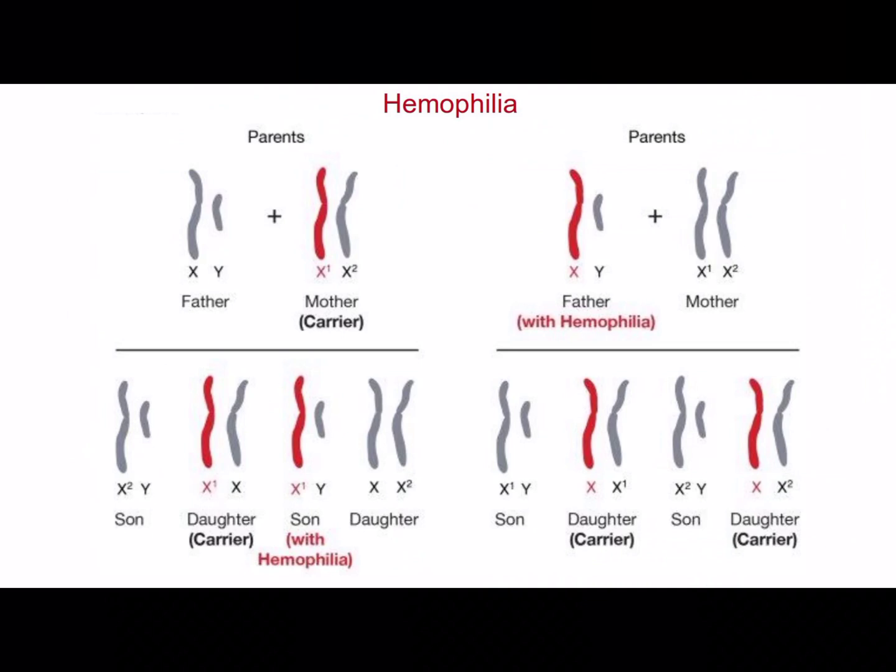Next, we are going to have another healthy son. And next, another daughter who is a carrier. So, as you can see, it changes a lot depending on which of the parents is the carrier of the gene. If the father is the carrier of the gene, we are going to have two daughters who carry the gene. And if these daughters have sons, they might express hemophilia.